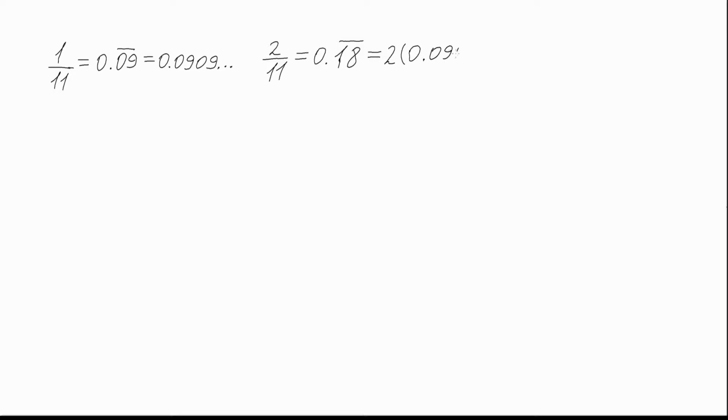Now let's talk about fractions with the denominator of 11 and their decimal equivalency. 1 over 11 is 0.09, where the 09 part is repetitive, which means that the fraction will be 0.090909 and so on. 2 over 11 is 0.18, where the 18 part is repetitive. The 2 over 11 part can be calculated by multiplying 0.090909 by 2. Now let's write the rest of the fractions and their decimal equivalency.